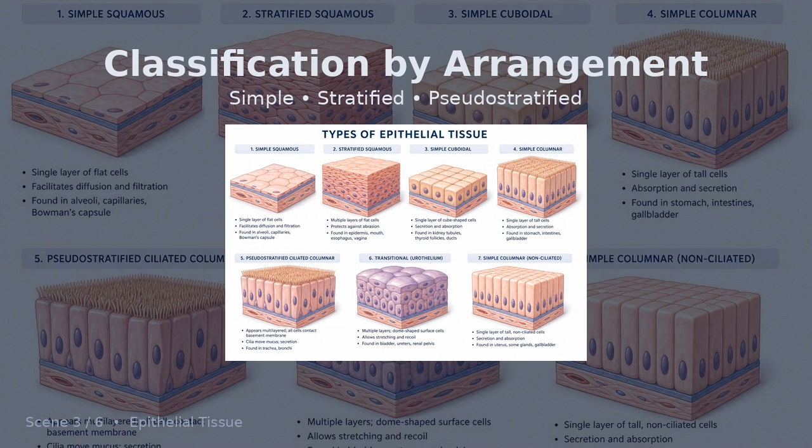Third, pseudostratified epithelium, consists of a single layer but appears multi-layered because nuclei are at different heights. Cells may contain cilia and goblet cells that secrete mucus, which traps dust and foreign particles.